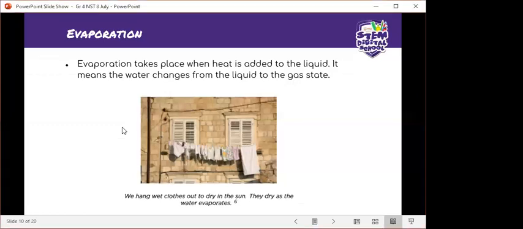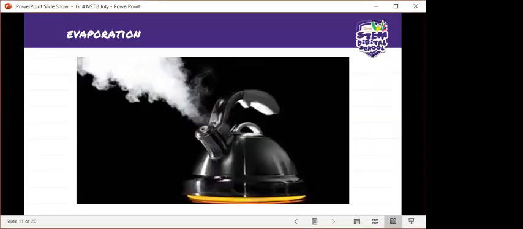Okay, guys, let us continue. So here is an example of steam and evaporation.